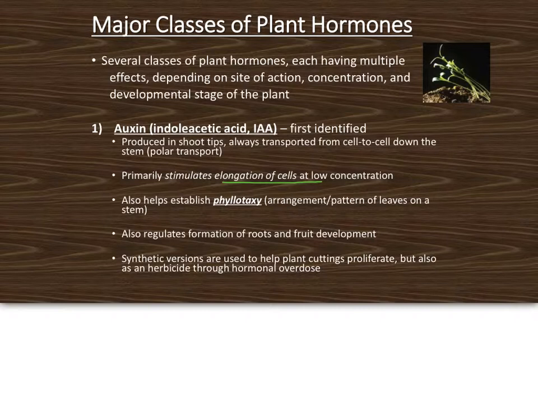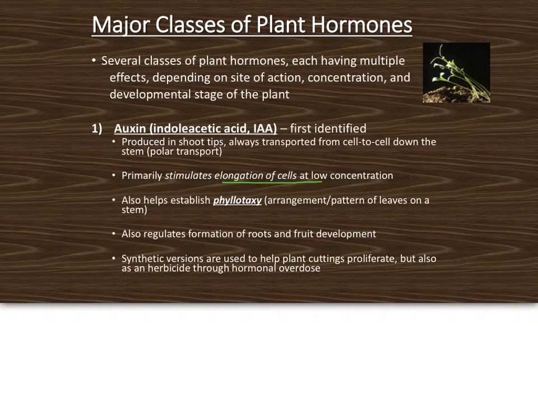Auxin also sets up phyllotaxy, which is the pattern of leaves on the stem. Different concentrations of auxin will lead to different leaf arrangements on a plant. It also helps to regulate root formation, development of fruits, and development of flowers. Auxin is obviously a natural thing that we see in plants, but we also have synthetic versions made in the lab that we can use to help plant cuttings grow and survive. You could put a cutting from a plant into a little dish of synthetic auxin, and it'll help keep that cutting alive and help it to grow.